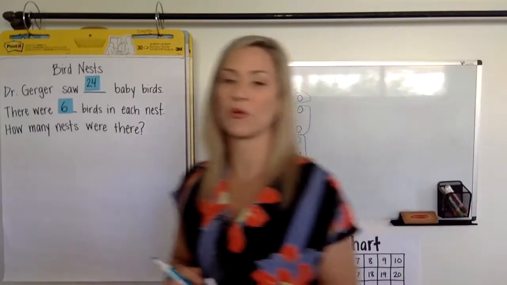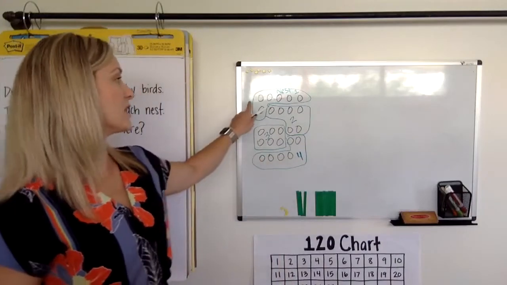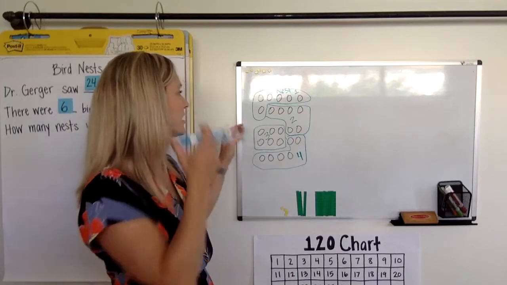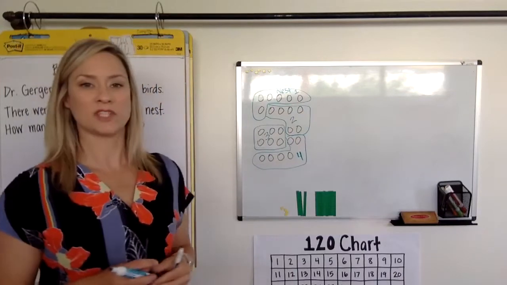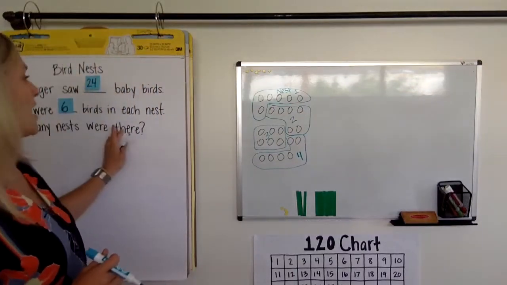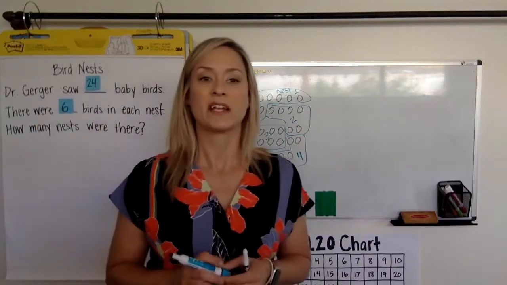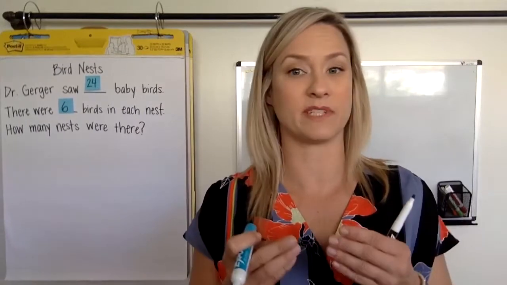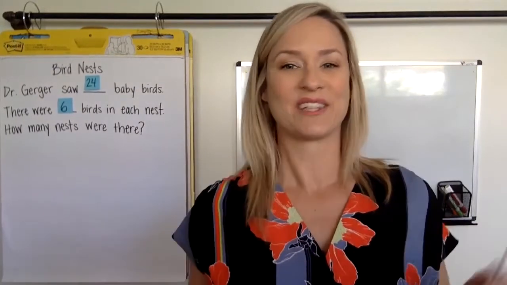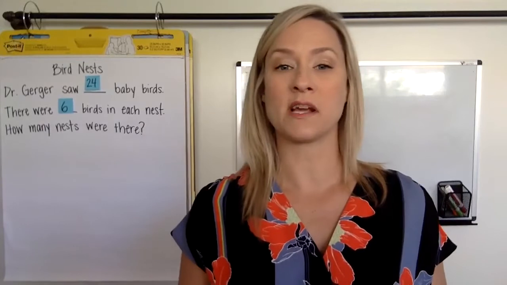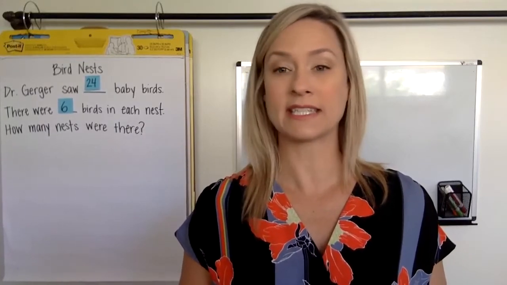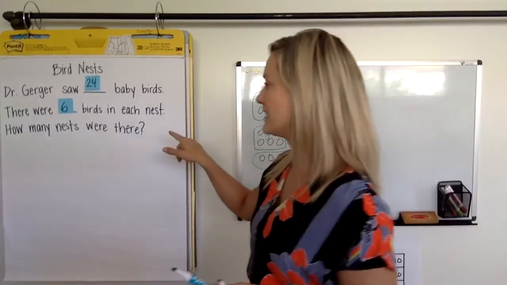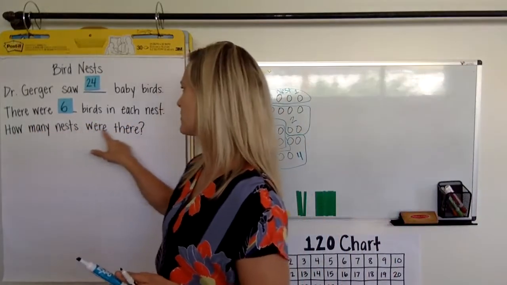So a lot of them are going to, this is called a direct model. You can see each piece of the story as you go, right? So they might say, oh, Dr. Gerger saw 4 nests. Now, let's say your kid just takes 24 and 6 and adds them together, and they say 30. That will happen. Or some kids might say 24 minus 6 is 18, and I have the answer. So we're going to have to guide them to how many nests there were.